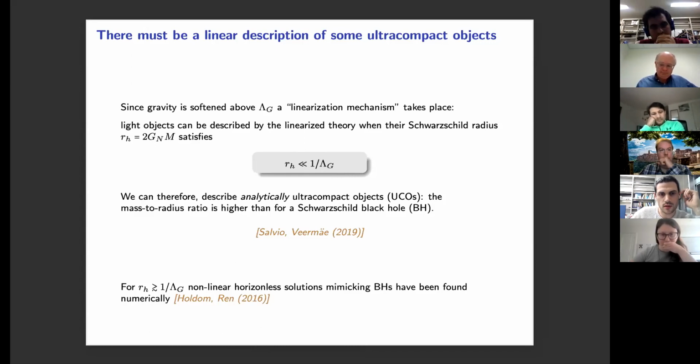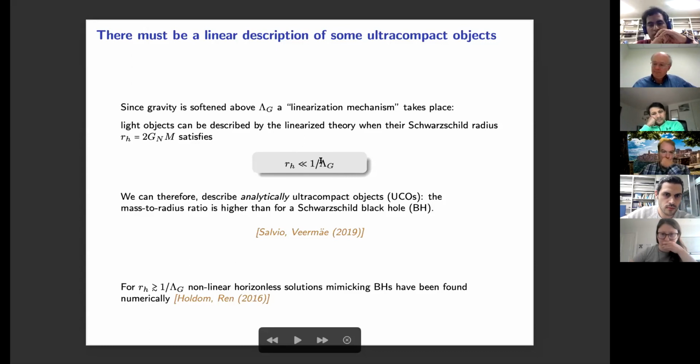Okay, so it's like some kind of mini black hole. It's not a black hole. So you avoid mini black holes, let's say, right? You avoid the microscopic black hole.